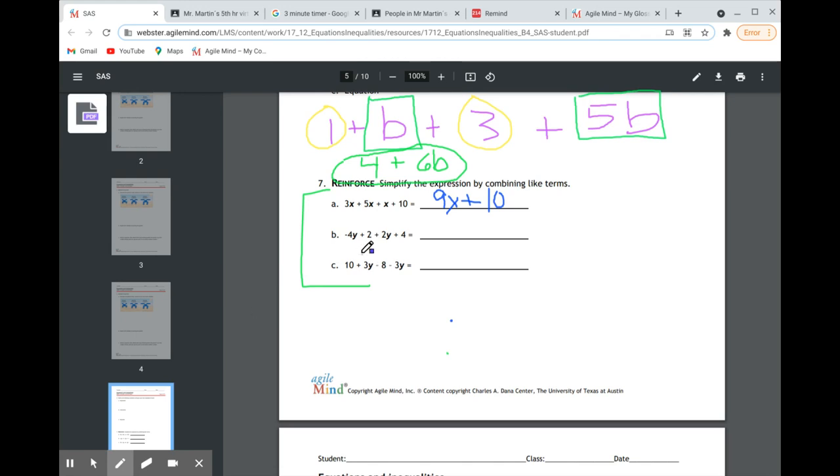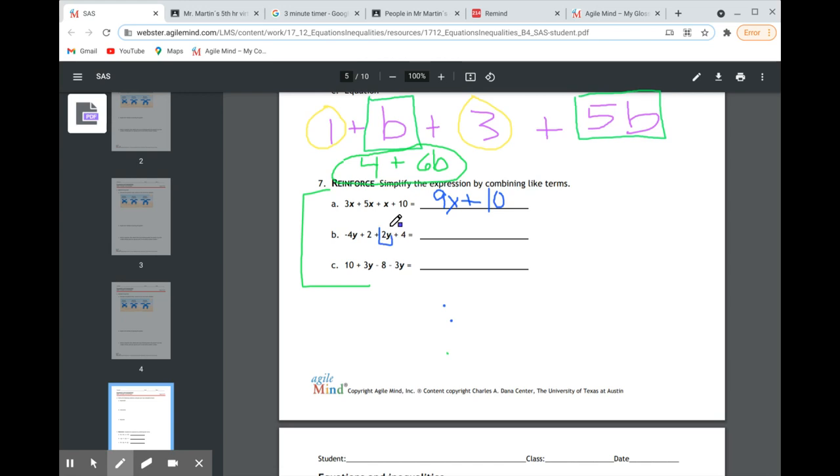All right, so on B, Hermione, what did you say? I got stuck on that one. You got stuck on it? Yes, sir. All right. Let's see if Tamarion can help you out. What is alike here? Let's do it the same way that I did mine. What's alike? The y's? The y's, correct.